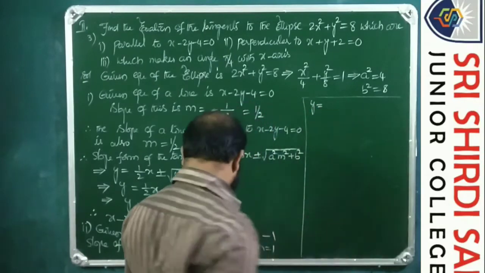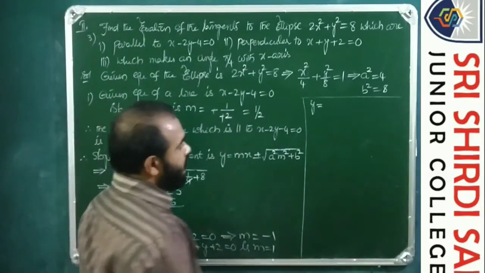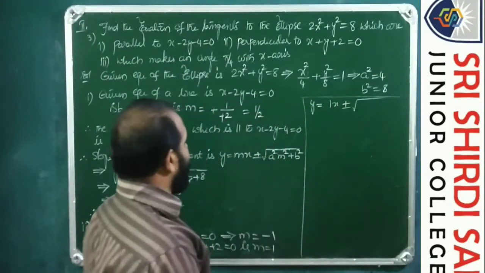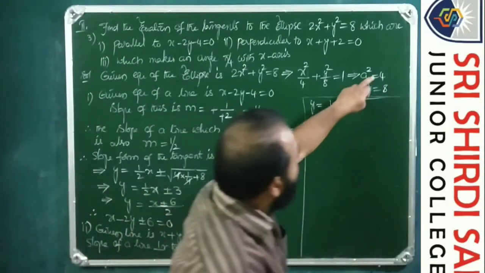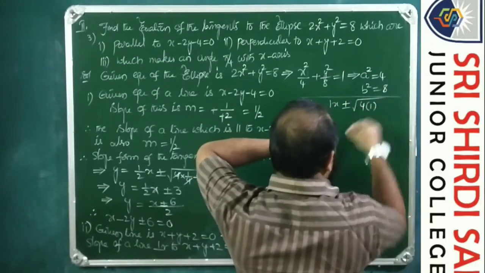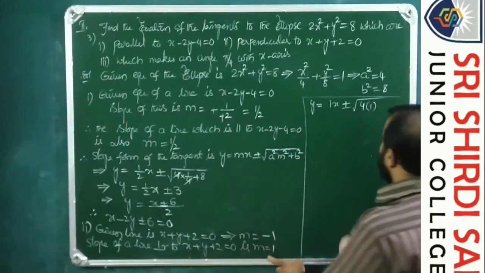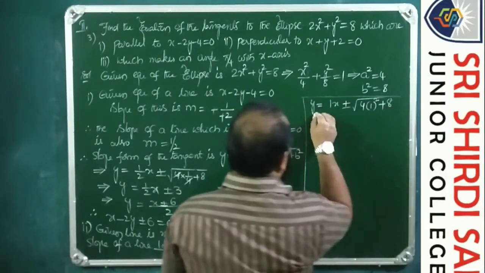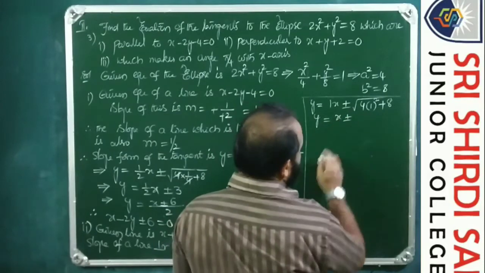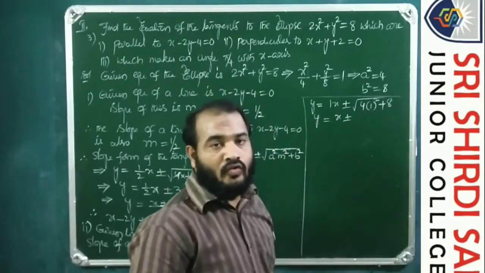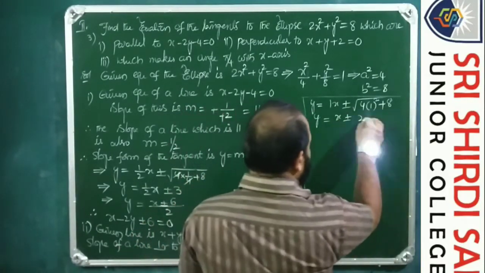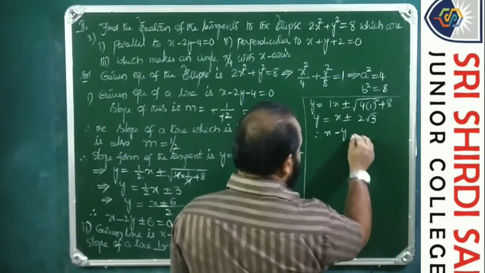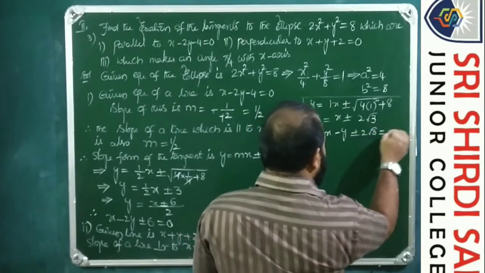So y equals mx, so 1x plus or minus square root of a square m square plus b square. a square is 4, m square is 1, m is 1 here, and b square is 8. So y equals x plus or minus square root of 8 plus 4, 12. Root 12 is 2 root 3. So therefore x minus y plus or minus 2 root 3 equals to 0.